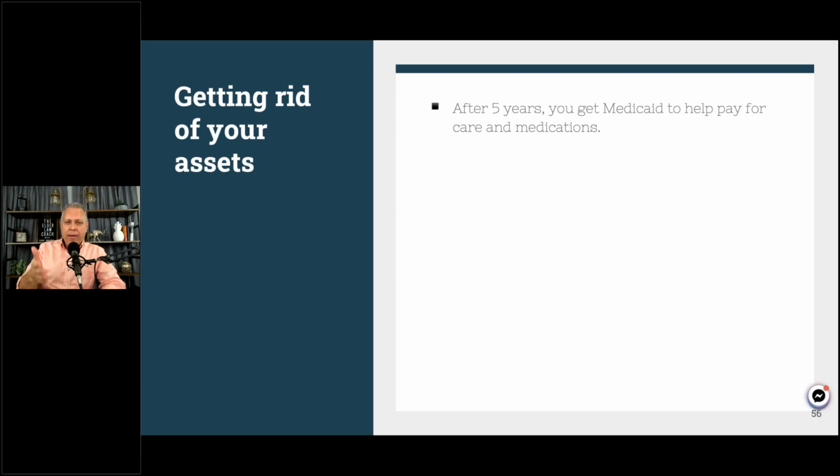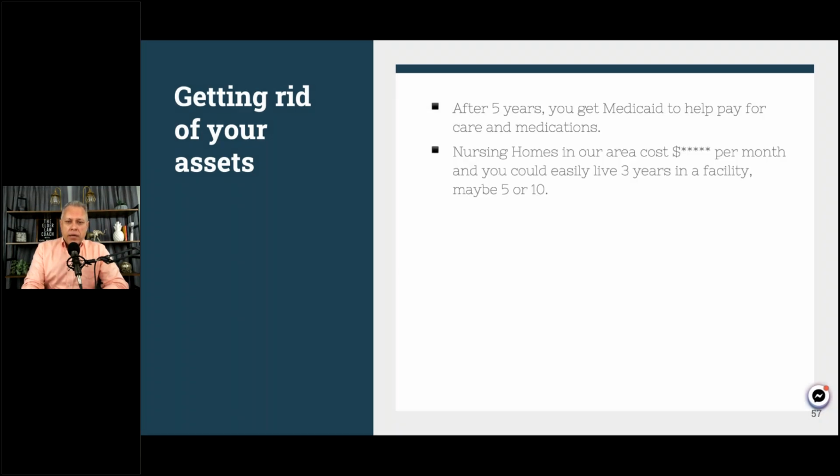Okay, to qualify for Medicaid, you've got to get rid of these assets. So we transfer them, which creates probably a 5-year penalty. But at the end of 5 years, by George, Medicaid's going to pay our bill. And that's a great benefit: paying for care, the nursing home, and typically medications. Again, know the cost of your nursing home.